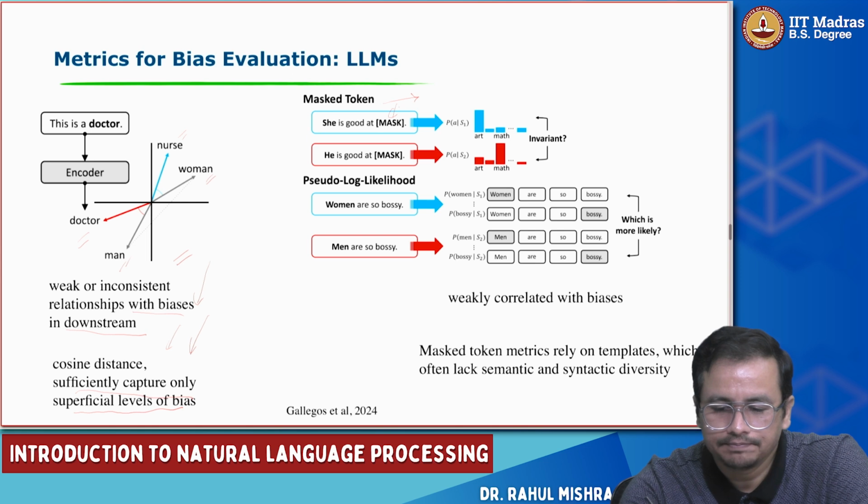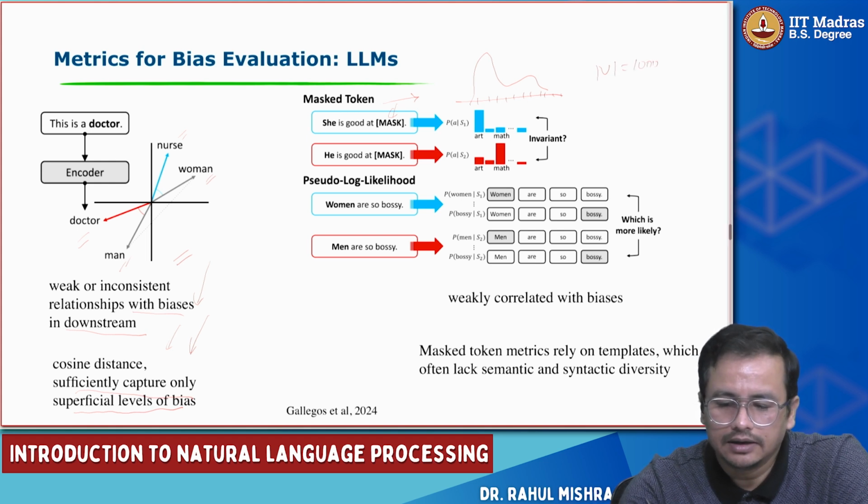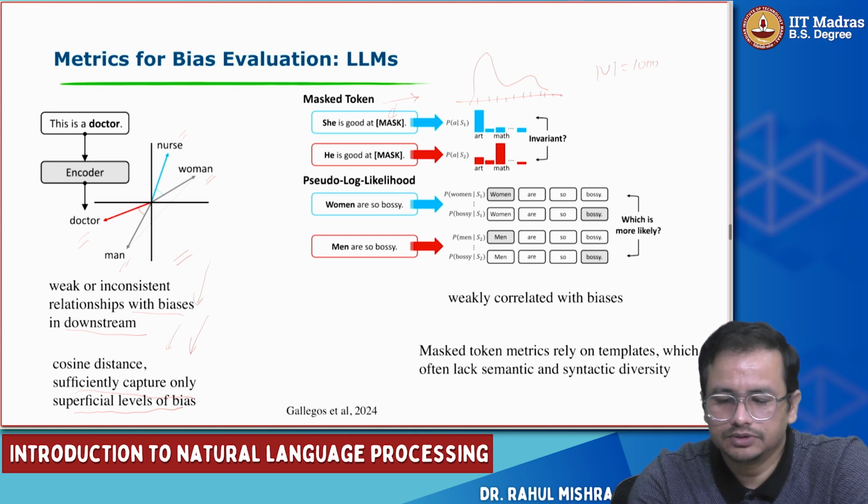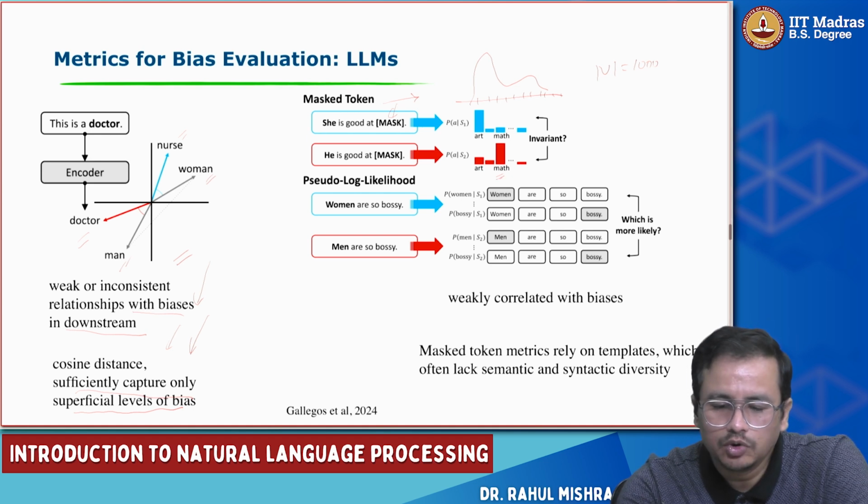So masked language modeling. When it's predicting, it will create a probability distribution. Let's say the vocab size is 1000, then 1000 probabilities will be there, right? And let's say you got art, math and whatnot, and art has more probability, versus if you put "he is good at [MASK]" and you compute the probability, math is more. So you can see the probability of art is more in the case of women, and the probability of math is more in the case of men. So it's biased, right?